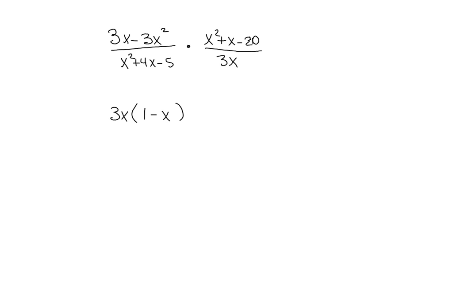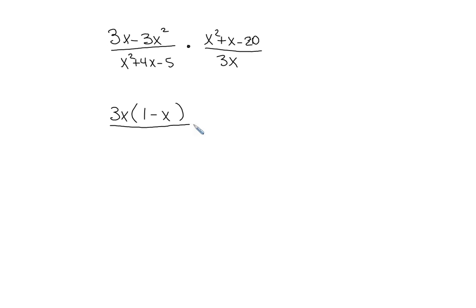1 minus x. Don't start flipping things around, guys. You can flip subtraction problems around, but you have to do something in order to allow you to do that, which we'll see in a minute. So 3x times 1 is 3x. 3x times negative x is minus 3x squared. Now it gets us back to where we started. So now it's factored correctly.